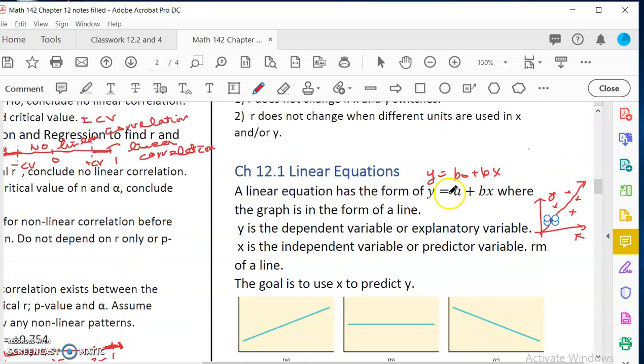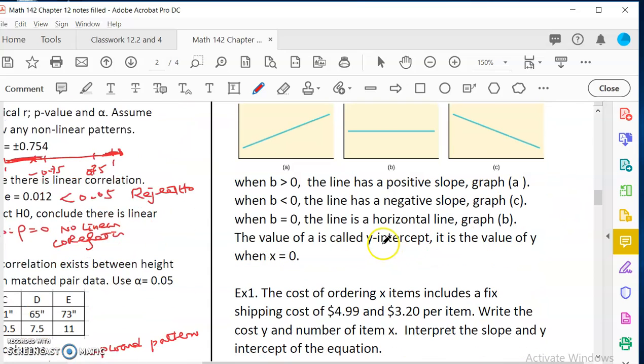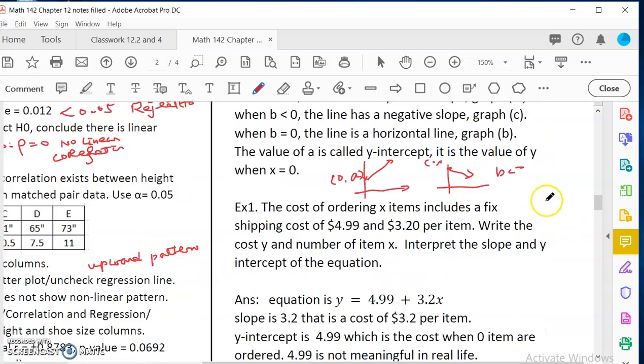The value of A, which is the number in the front, is called the y-intercept. It is the value when x is equal to 0. Sometimes we call it the initial value. So if you graph it, you would see the point (0, A) here, because when x is 0, y is A, and then it goes up if B is positive. If B is negative, you will see (0, A) here, and then it goes down. So how is this used in general to model anything?